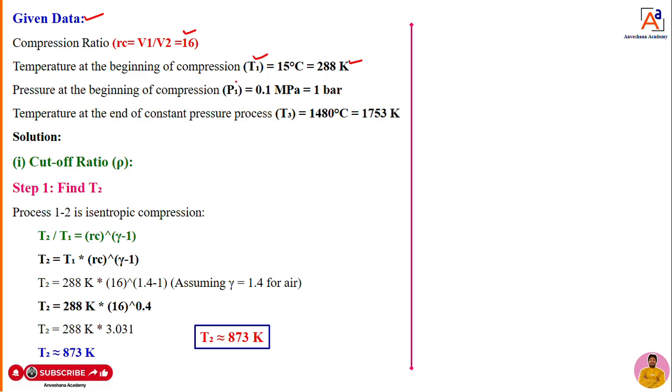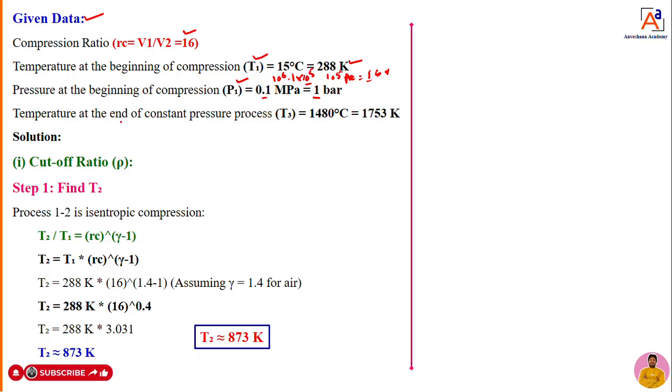Then the pressure at the beginning, P1, he has given is 0.1 megapascal. Mega means 10 to the power of 6. If you take 10 out, 10 into 0.1 becomes 1, so we have 10 to the power of 5. 10 to the power of 5 pascal is nothing but 1 bar. Hence we can say 0.1 megapascal is nothing but 1 bar. That also he has given.